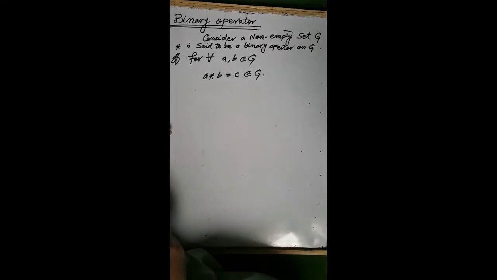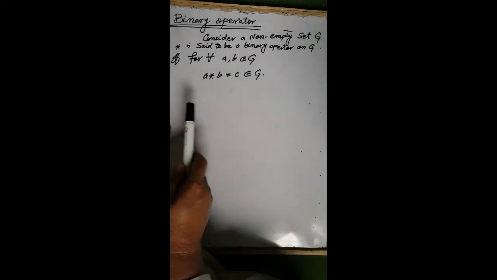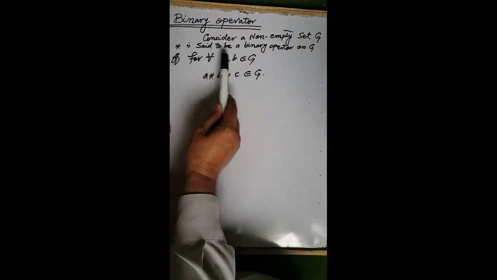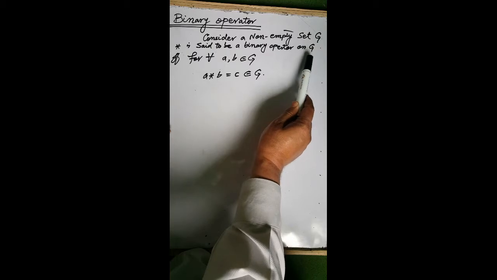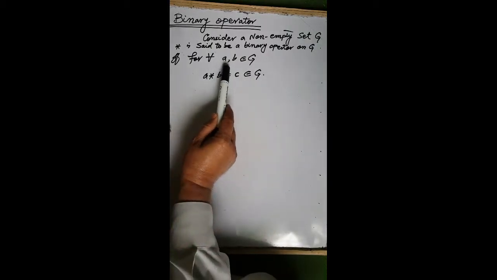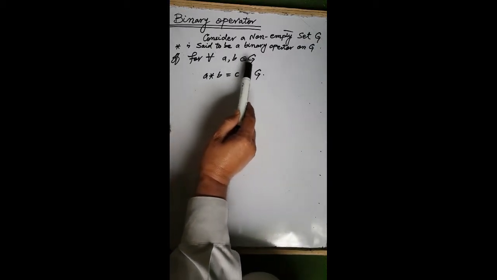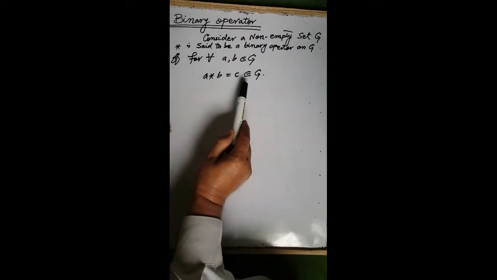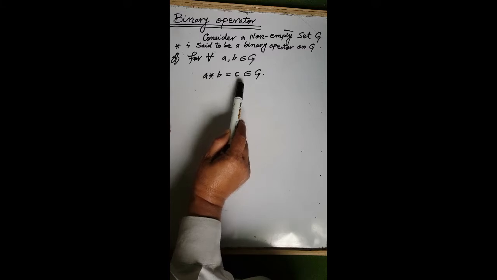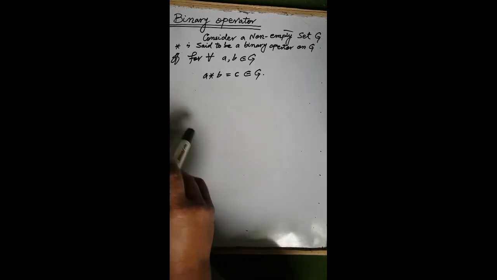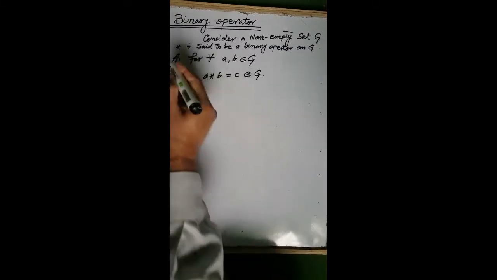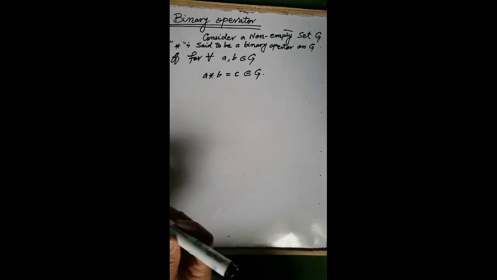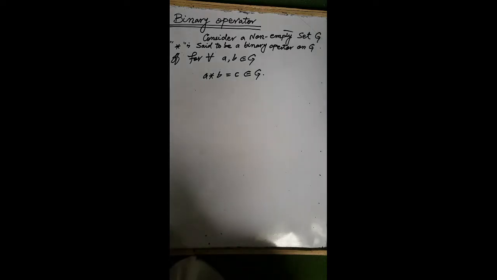Bismillahirrahmanirrahim. Binary operator. Consider a non-empty set G. Star is said to be a binary operator on the set G if for each two elements A, B in the set G, A star B is equal to C. The result must be contained in the set G. Then the operator star is said to be a binary operator on the set G.